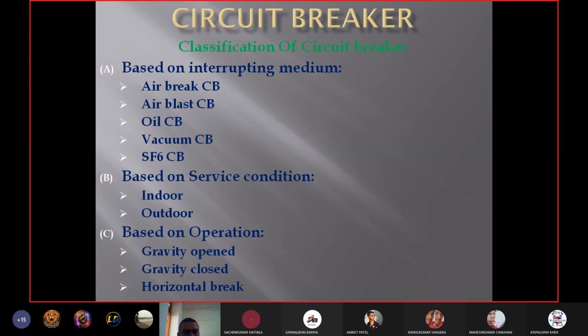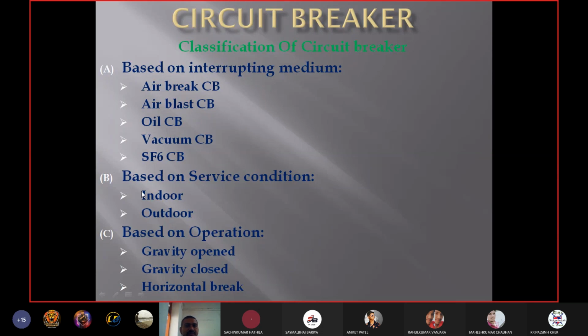And the last one is the SF6 circuit breaker, sulfur hexafluoride. The name of this gas is sulfur hexafluoride, SF6. So here SF6 gas is used to quench the arc. One property of this SF6 gas is that it is an electronegative type gas. This SF6 gas is used to quench the arc. That's why the name given is the SF6 circuit breaker. So this is the basic information of the circuit breaker classified on the basis of interrupting medium, or arc quenching medium.